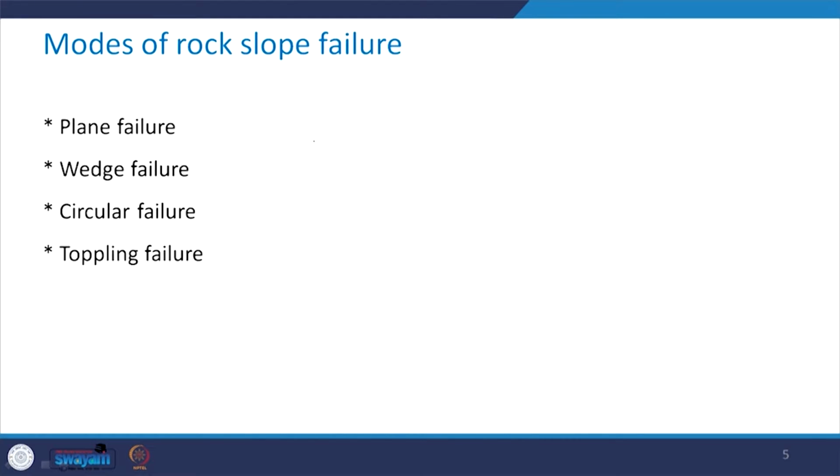There are four modes of rock slope failure. The first one is plane failure, then wedge failure, circular failure and toppling failure. Plane and wedge failures occur commonly. However, circular failure occurs in rock mass that is highly fractured, and for toppling failure, when you have steeply dipping jointed beds, there are chances that toppling failure will occur.